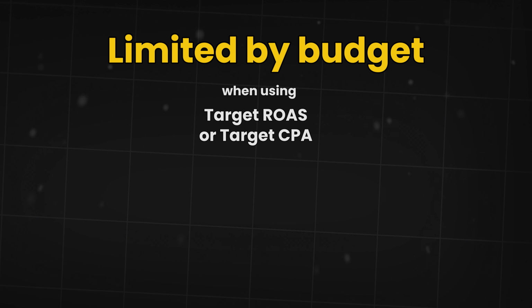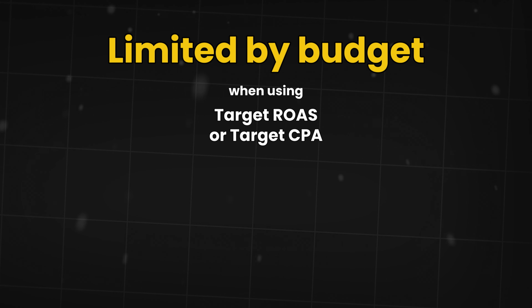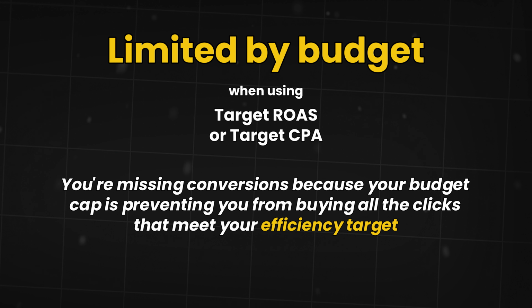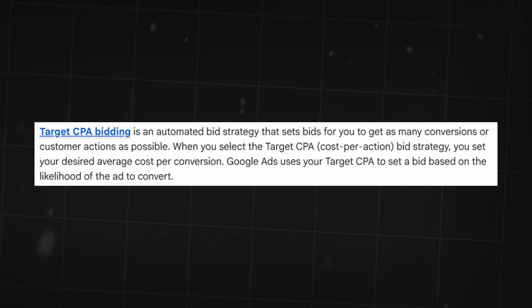On the other hand, when you get this status for a campaign using a bidding target like Target ROAS or Target CPA, your approach should be completely different. In this case, Google is telling you that you're missing conversions because your budget cap is preventing you from buying all clicks that meet your efficiency target. This sounds really similar to how limited by budget status works for maximized conversions or maximized conversion value bidding strategies. But when it comes to Target ROAS or Target CPA, there is one key difference, which lies in the nature of the bidding strategy itself.